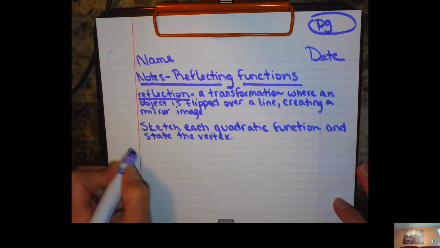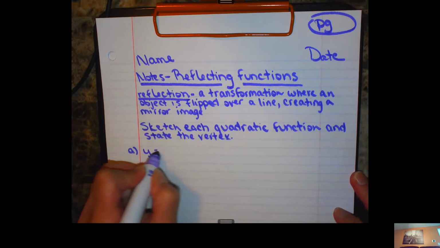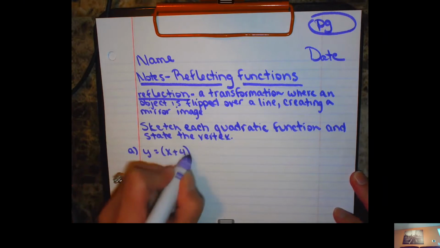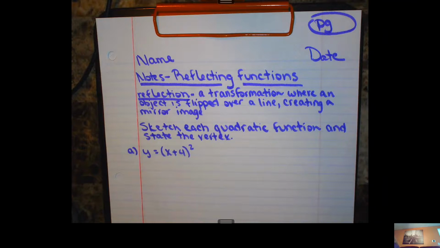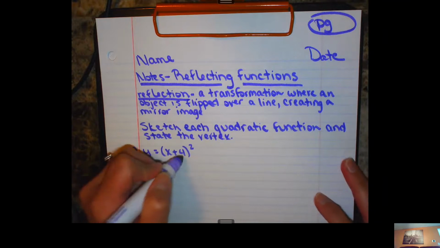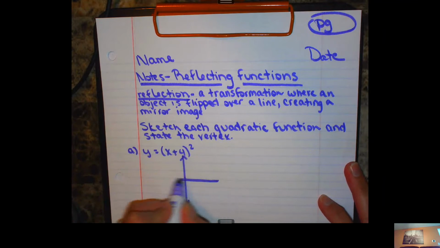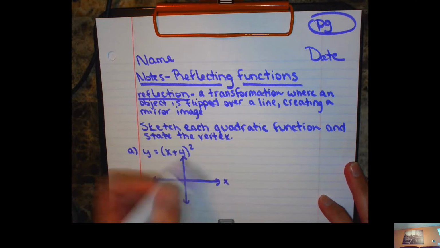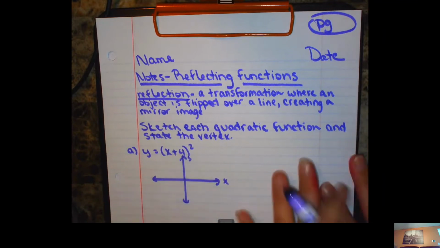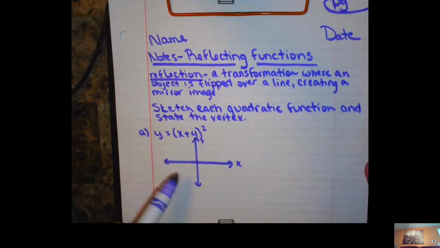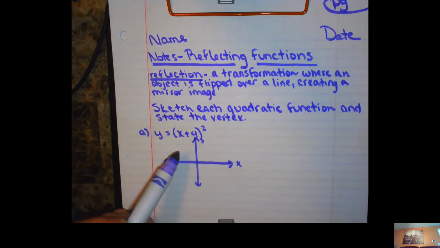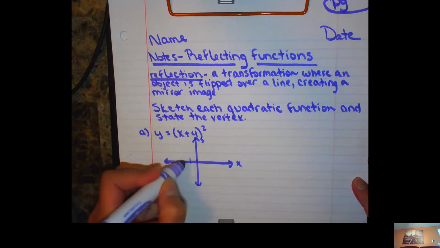So for example A, can you write y equals (x plus 4) squared? This is going to be our original function. So I'm going to make a little sketch of my graph, x and y. We learned in the last lesson that if you have the function y equals x squared and you change it to x plus 4 inside, that just means you're shifting 4 units to the left.